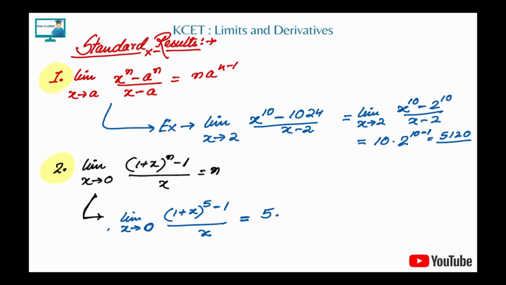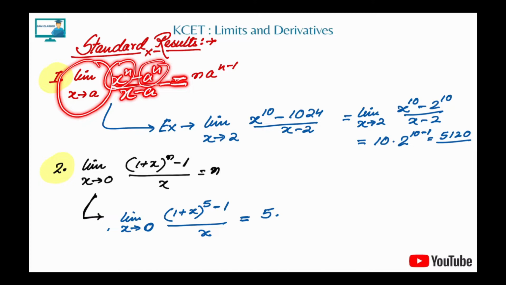Now let's see some standard results. Limit x tends to a, (x^n minus a^n) divided by (x minus a). You need to understand whenever you see something like this, here x, here a, here x, here a, the power is n, and x tends to a, so it will be nothing but n times a^(n minus 1). That's it.